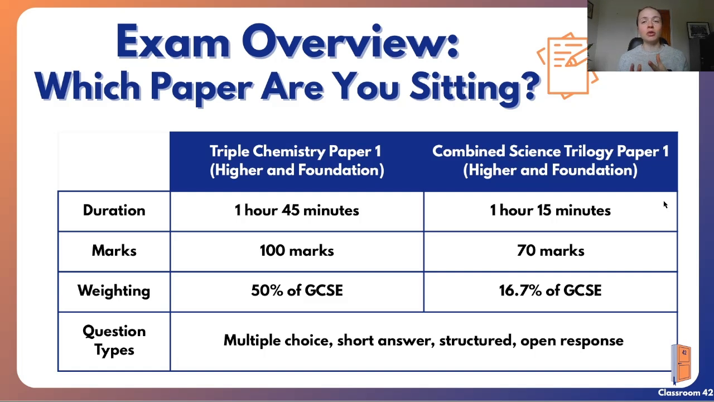Combined students, you will also be sitting your first paper, and this will be 1 hour and 15 minutes, just like your biology and physics papers, so a bit shorter than the chemistry triple students. And this paper will be worth 70 marks and is about 16.7% of your GCSE.